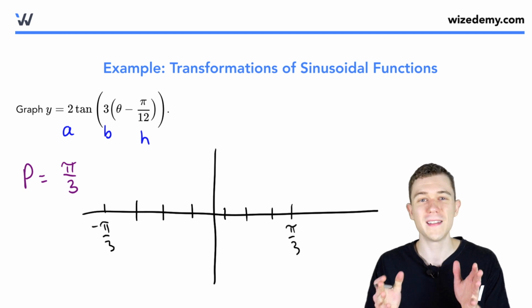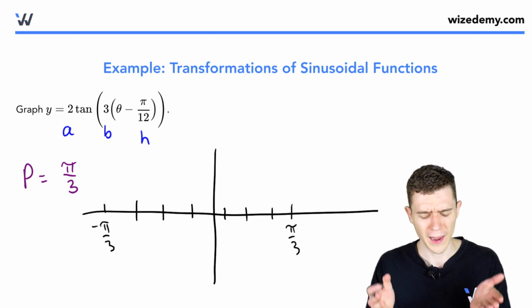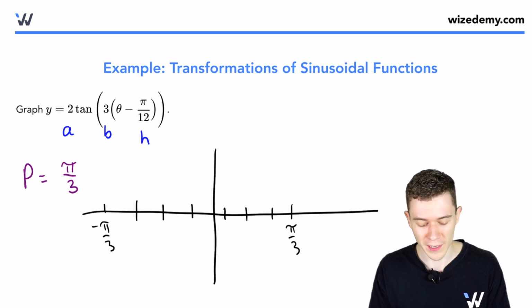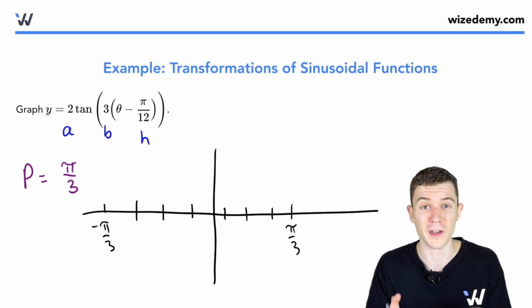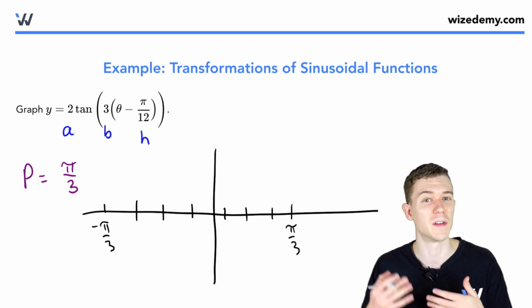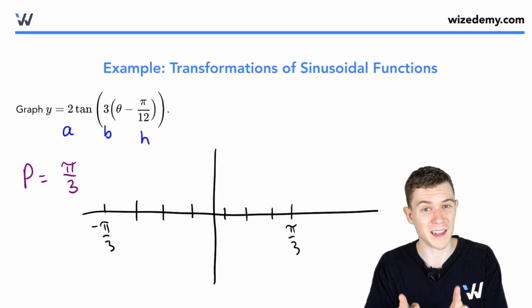And normally tangent has vertical asymptotes at plus or minus pi over 2. However, the b value, which changed the period, that split it in thirds. That means we won't have vertical asymptotes at pi over 3, but we'll have vertical asymptotes at pi over 6. Think about dividing by 3. So you might be tempted to label those asymptotes, but not so fast.